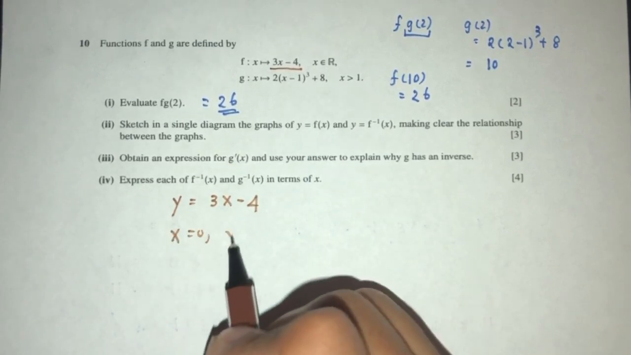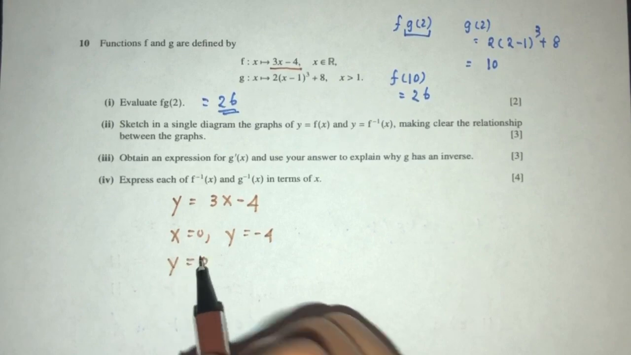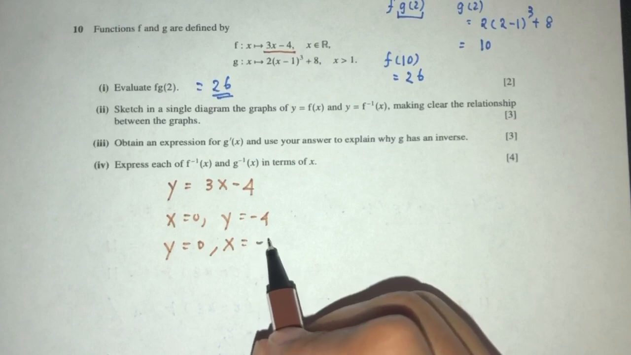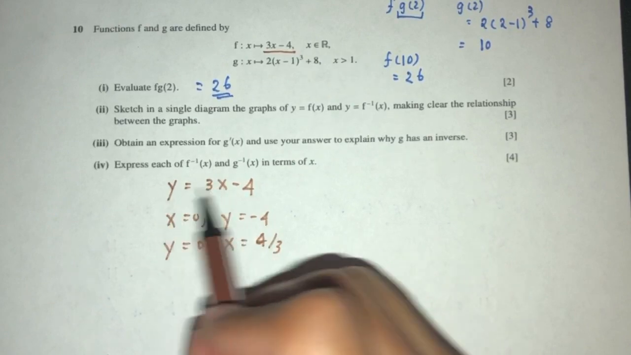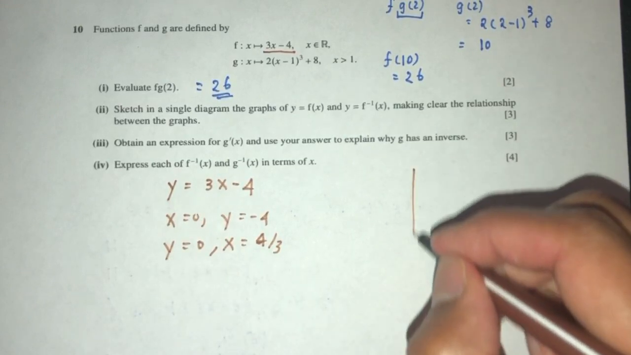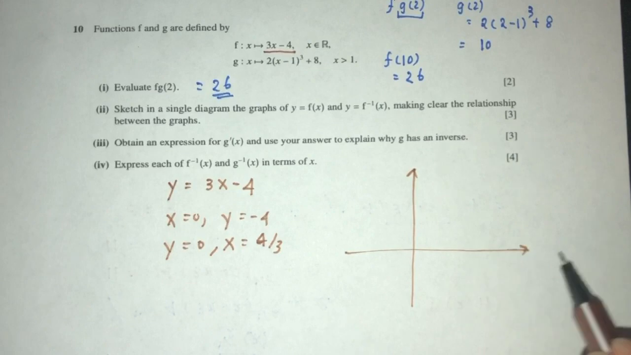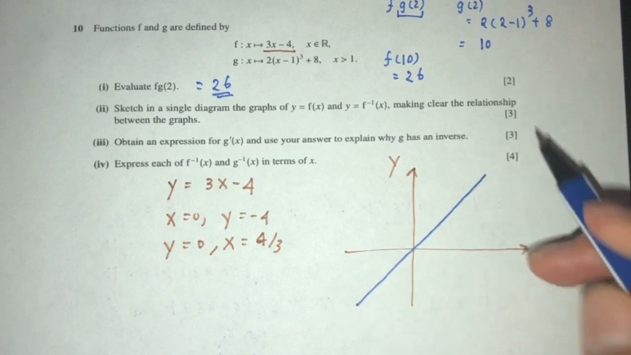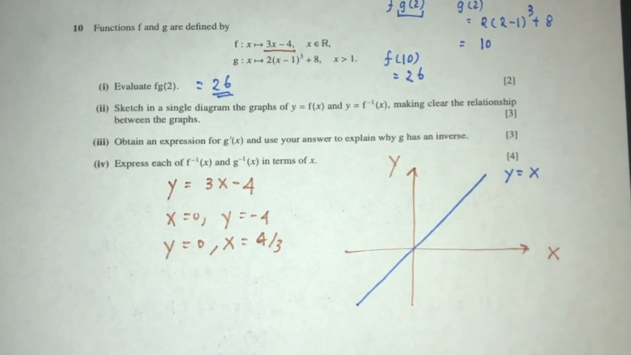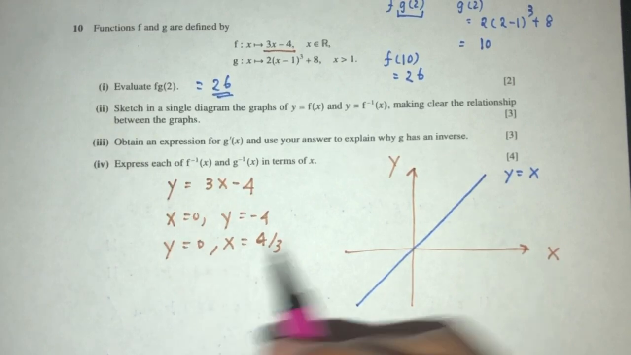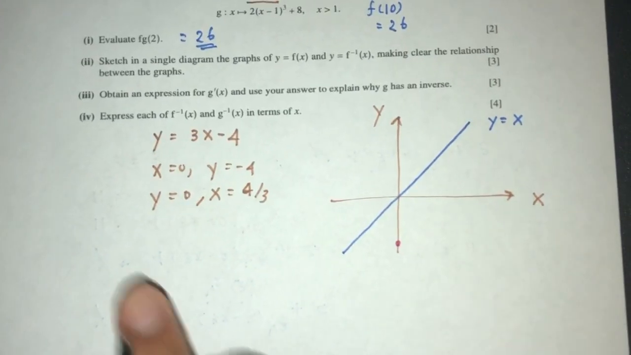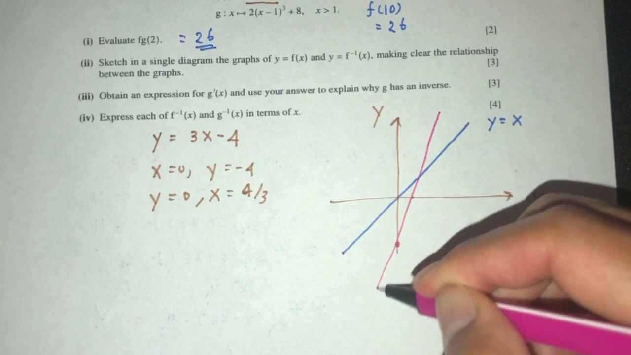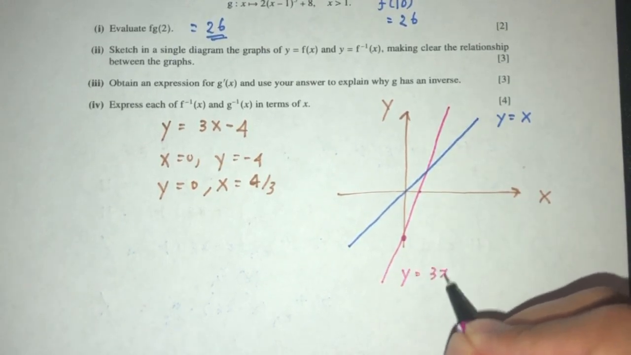So we have y equals 3x minus 4. When x is 0, y is equal to minus 4. When y is 0, x is equal to 4 over 3. Send this 0 here, send this over here, 4 over 3. So y-axis, x-axis. You have to show the line y equals x as the relationship. The first thing, let's sketch this line. We have the point (0, minus 4) somewhere over here, right? And 4 over 3 should be somewhere over here. So you have something like this. That will be your line, y equals 3x minus 4.